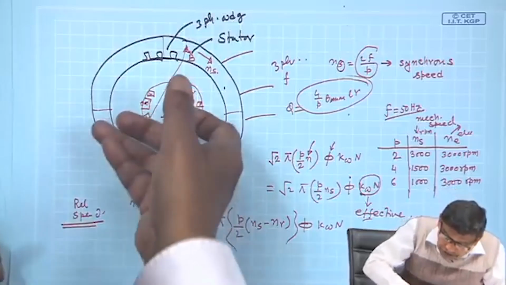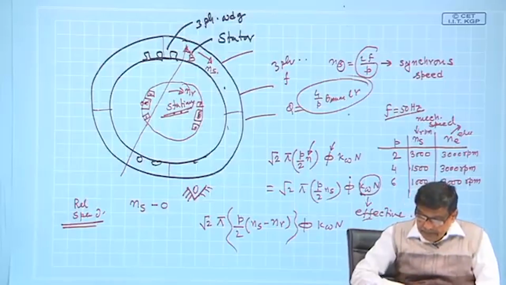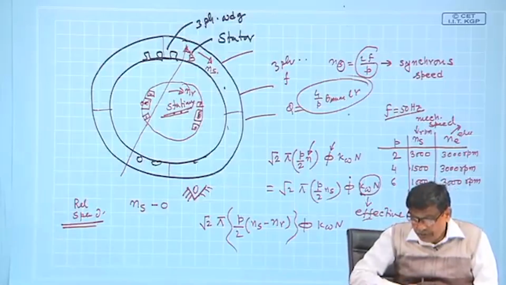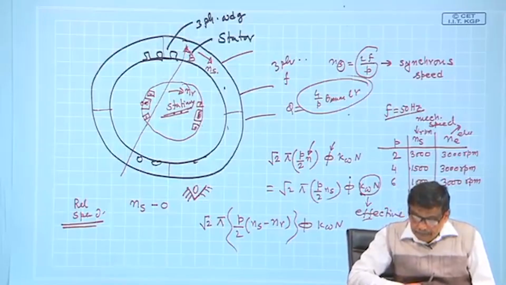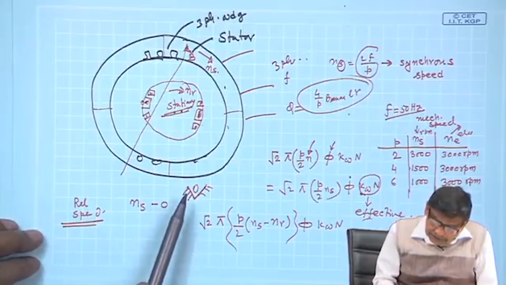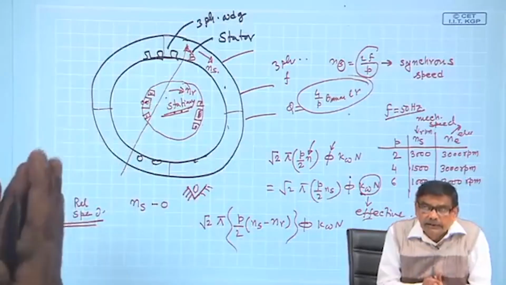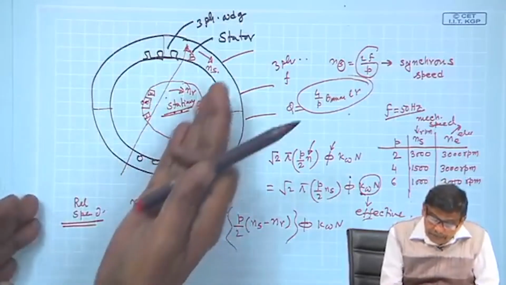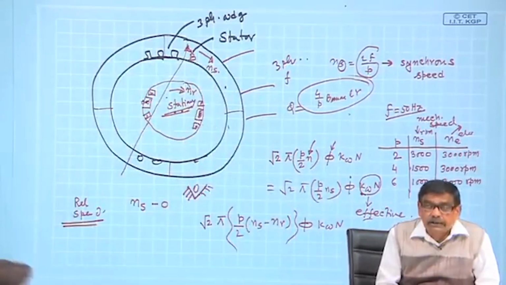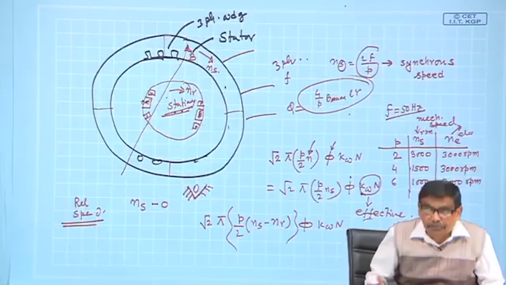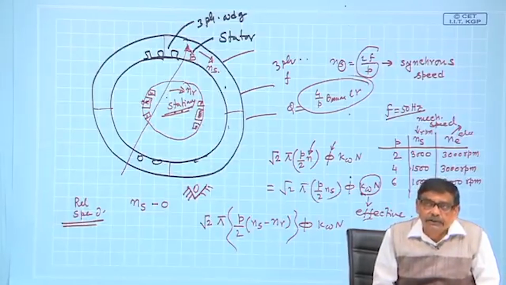Suppose this rotor is rotated in the opposite direction to that of the field, then the magnitude of the voltage will be root 2 pi p by 2 n s plus n r. That is, calculate the relative speed between this and the field. Where the coil is there, what does the coil see? If the field is moving in the opposite direction to the rotor rotation, then relative speed is high. So, you would expect higher voltage to be induced, is it not?